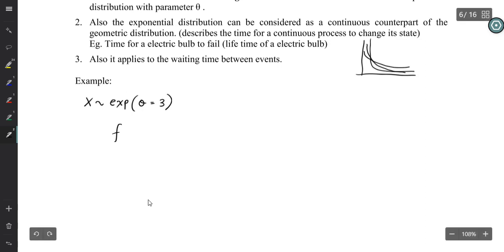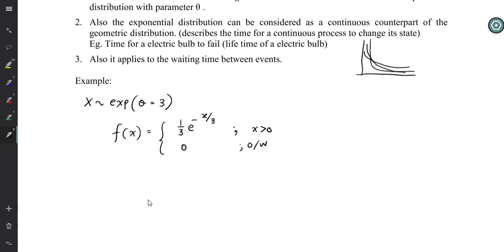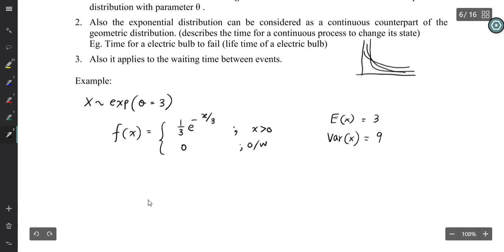Now, shall we write the PDF? f(x) is 1 over 3 e to the negative x over 3. The support of x is greater than 0, and 0 otherwise. This is how you write the PDF. Now, what is the mean? The mean is theta, which is 3. The variance is theta squared, which is 9. So very easy. When you know the mean and the variance, you know what the values are.